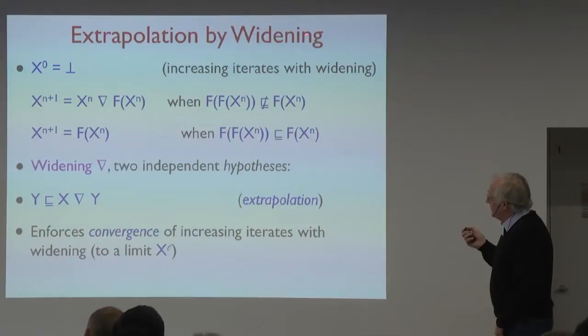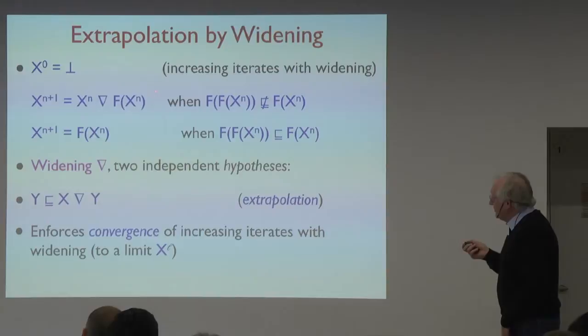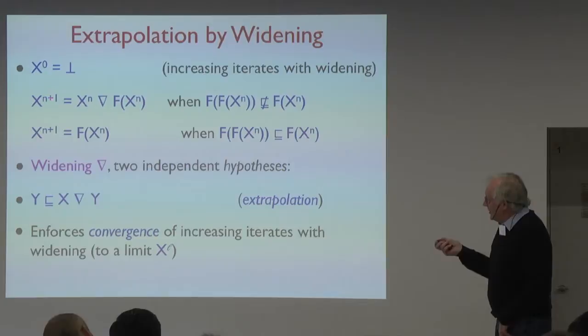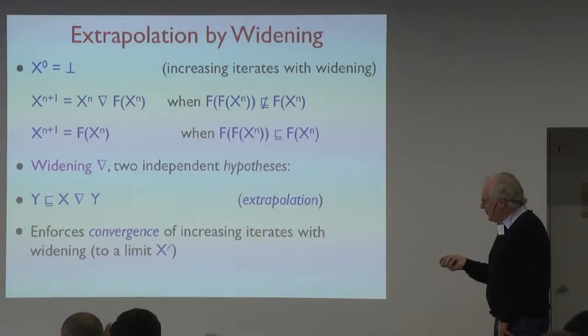When you do extrapolation by widening, you start from bottom or something below the fixed point. Then either the next iterate is a post-fixed point, that is, it satisfies the convergence criterion, and so you have found the result, or it doesn't, and then you make an extrapolation of the previous iterate by the next one. And the widening is based on two independent hypotheses. The first one is you do an extrapolation, that is, the result will be larger than this one, and independently you can enforce convergence of increasing iterates with widening to the limit.